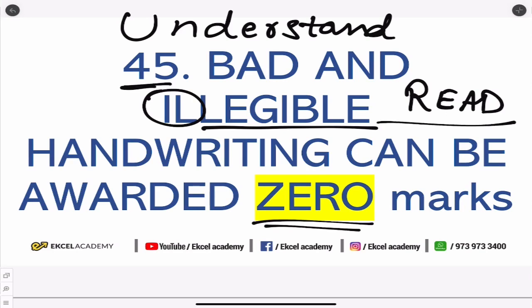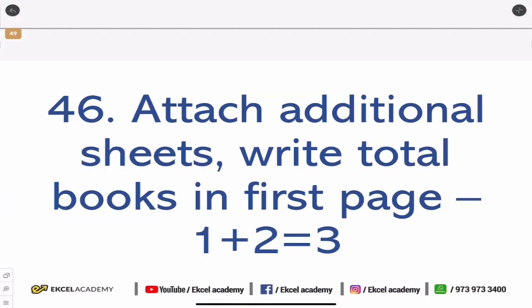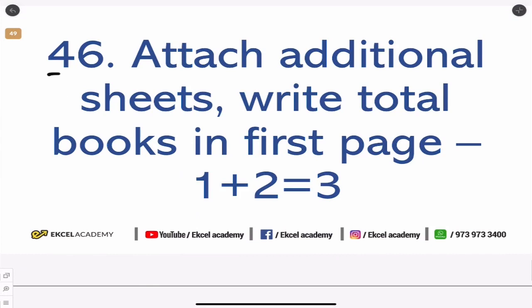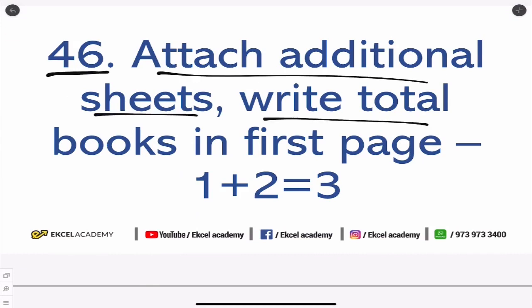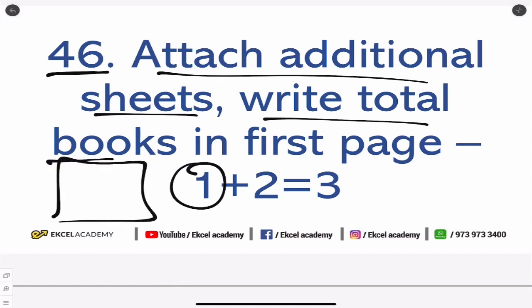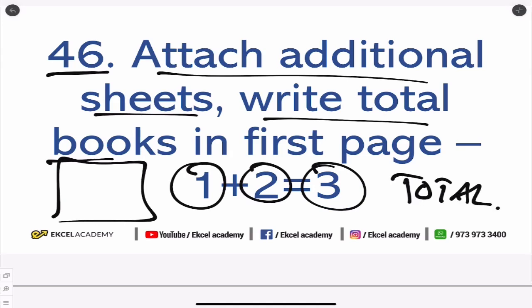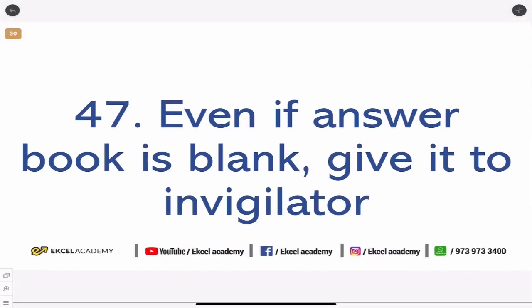Don't worry if your handwriting is bad like mine. I have passed CS, even you can. But it should be legible. Okay? Next, attach additional sheet, write the total books. Like in the first page, as I told earlier, how many main sheet 1, additional sheets 2, totally you have 3 papers which you have written, and that is important for you to know.